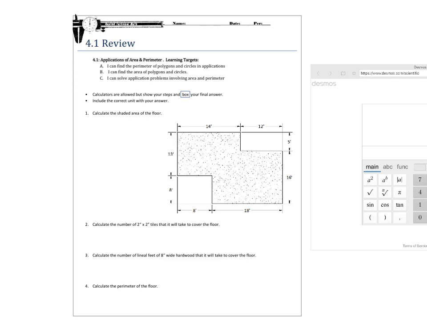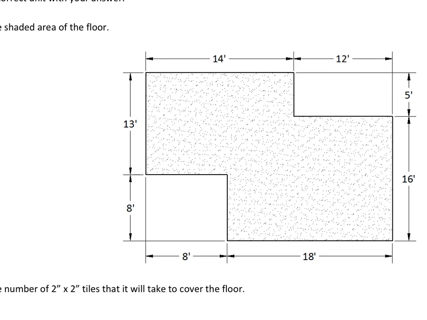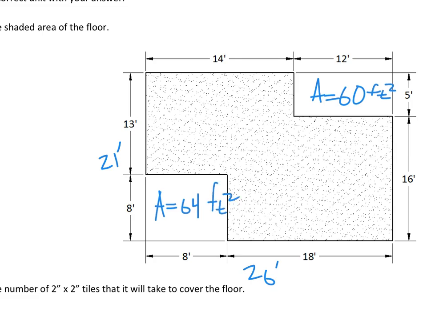So for the outside, the total area, we need the total lengths. This total length here, if we add 13 and 8, is 21. And if we add 8 and 18, that's 26 feet. All right. And then these little holes are going to be 8 by 8, so this area is 64. And this area here is 60 square feet. So we're going to take the big area and subtract off the little areas.